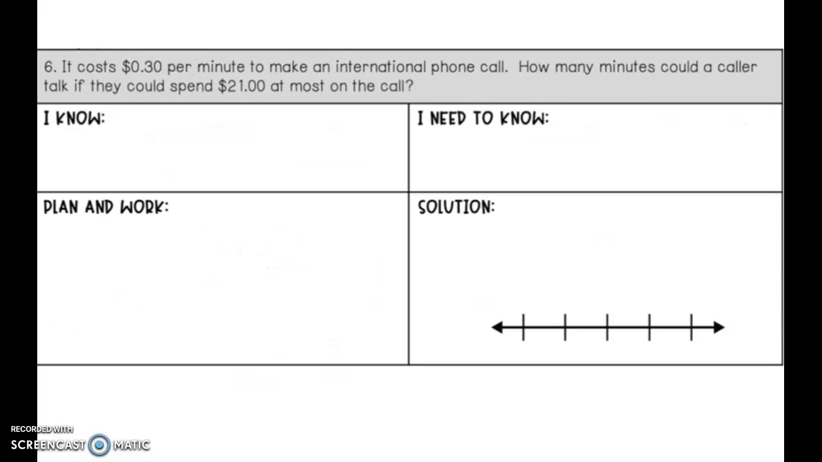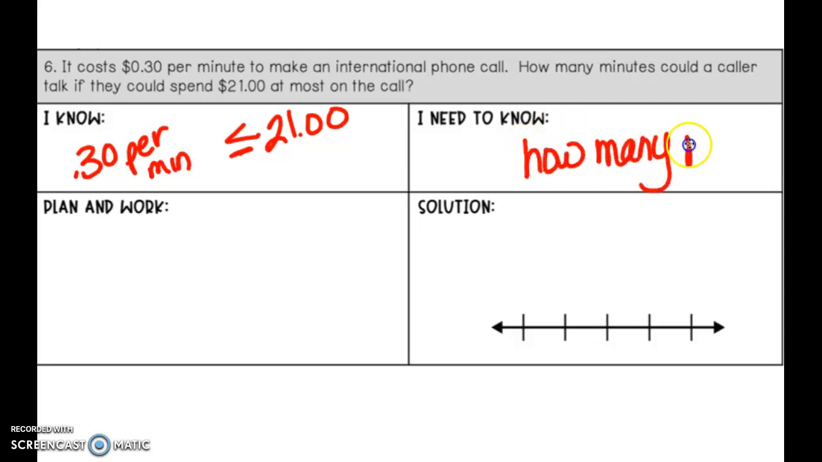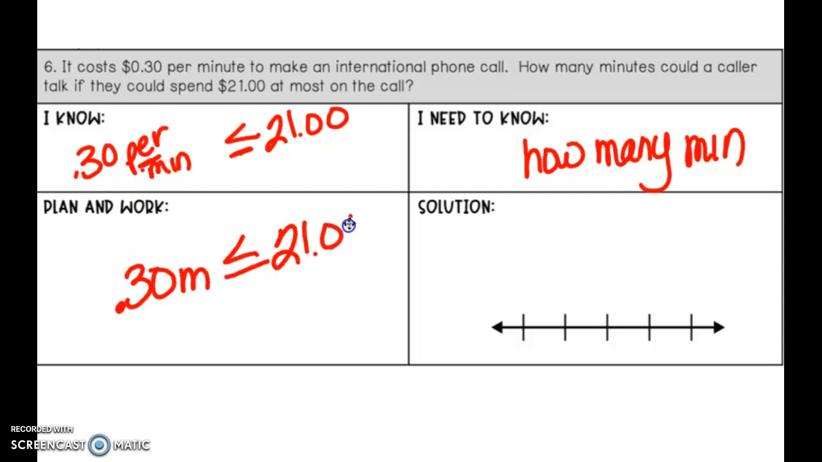And last one, if it costs 30 cents per minute to make an international call, how many minutes could a caller talk if they could spend $21 at most? Okay, so at most is one of those that says whatever we spend has to be less than or equal to $21. Okay, and we know it is 30 cents per minute. Okay, what do we want to know? How many minutes? Okay, so we got per again. We know that's multiplication. We've already done the work up here.